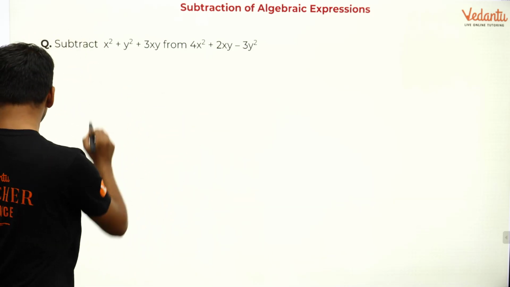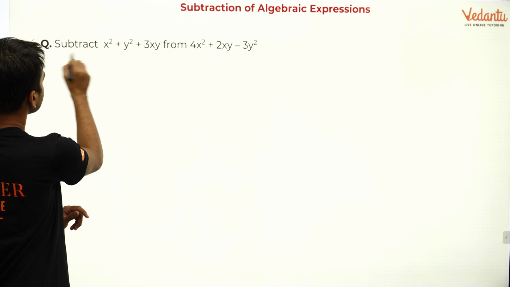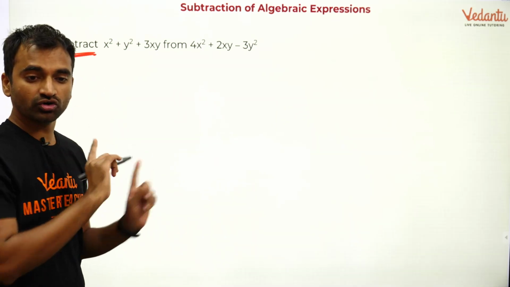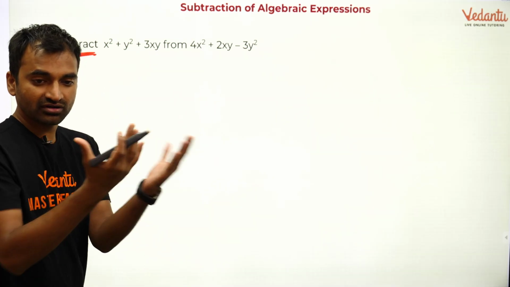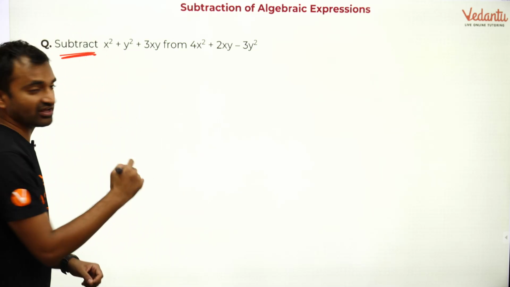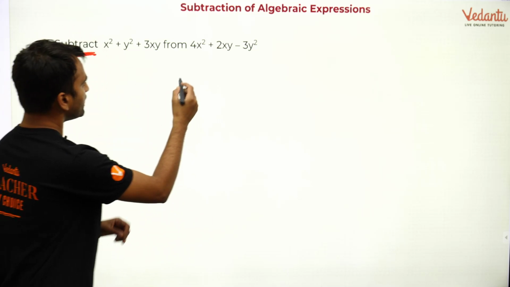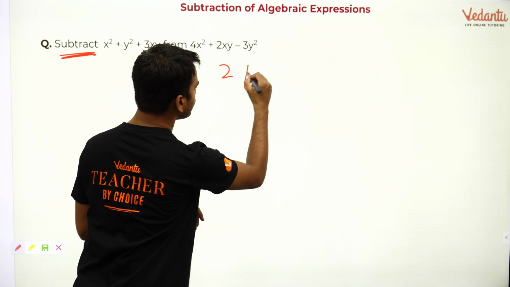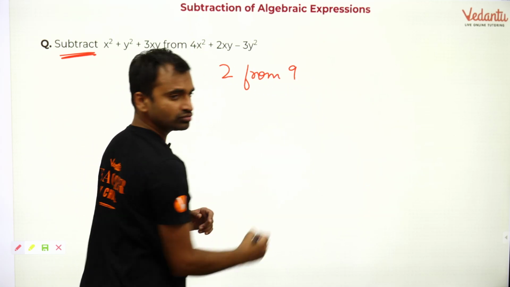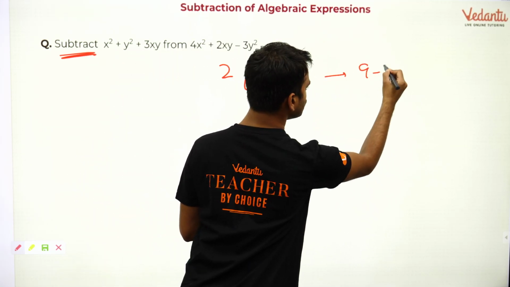As soon as you have subtract, now all of you who want to do this on your own, you can start doing it on your notebook and pen, but the rest of you focus, right? So if I say subtract 2 from 9, what do you write? You write 9 minus 2.